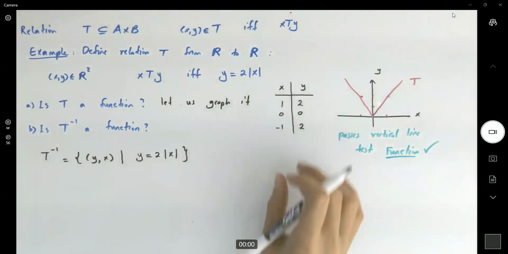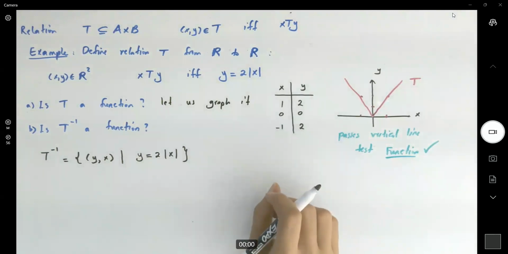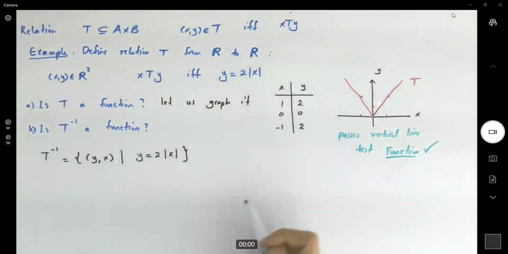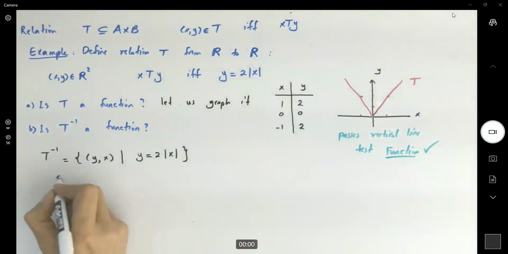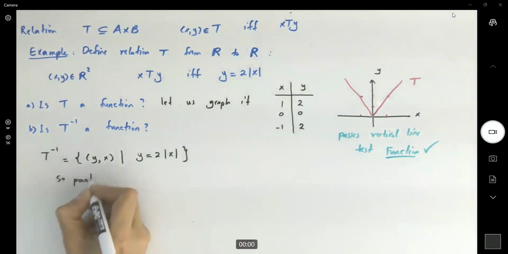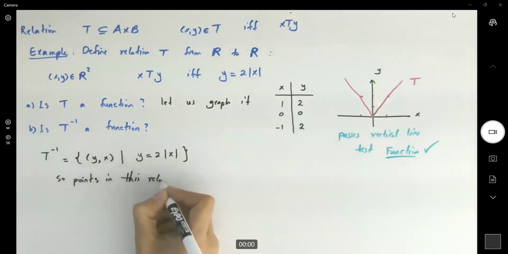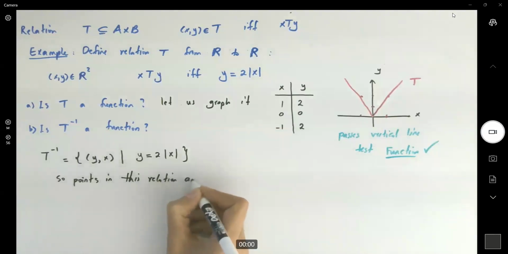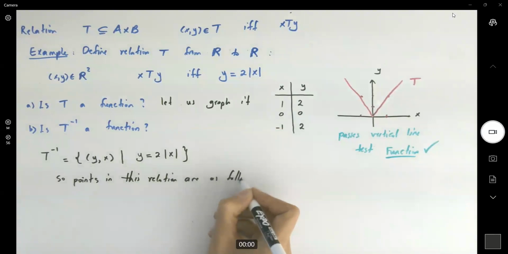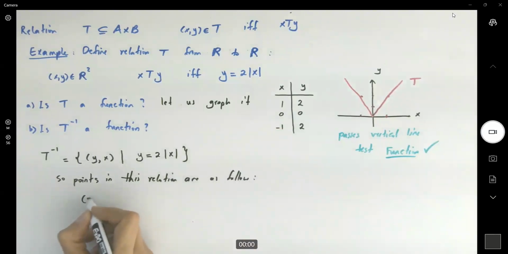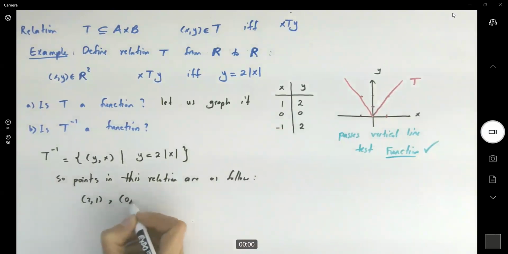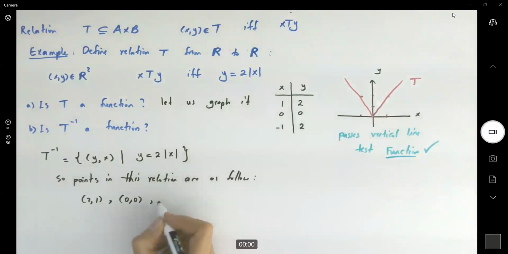I can take some random values, random points. I already have some of these. Some points in this relation are as follows. For example, I have 2 and 1. I have 0, 0. I have 2 and -1, and so on. You can continue this process.